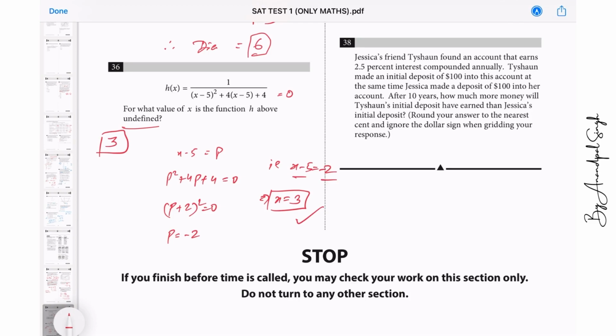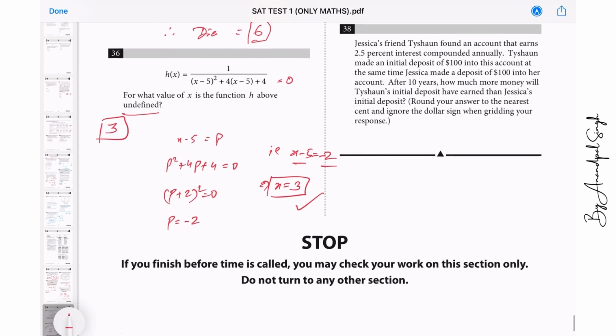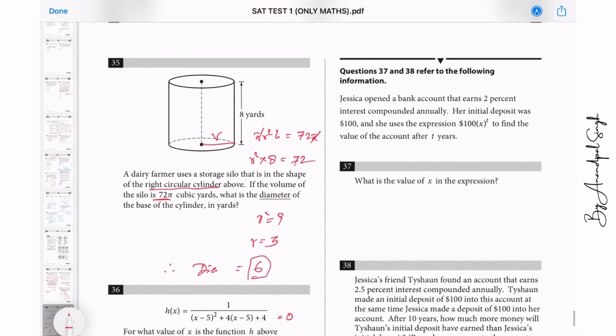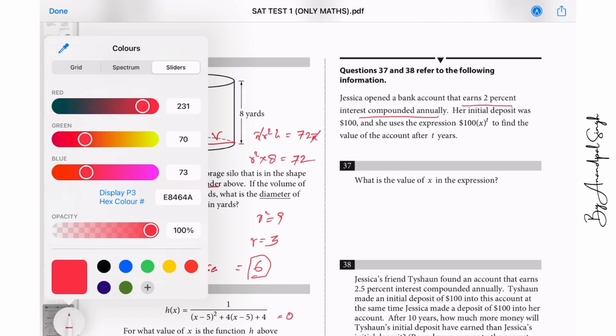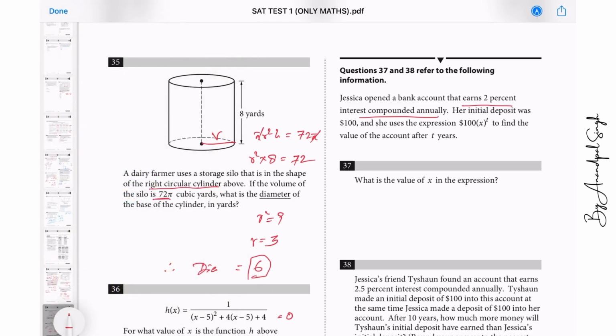So now we are left with 2 questions, question number 37 and 38. Jessica opened a bank account that earns 2% compounded annually. Her initial deposit was $100. What is the value of x? Value of x will be a 2% increase, that is 102 by 100, that is 1.02. So this is the answer.